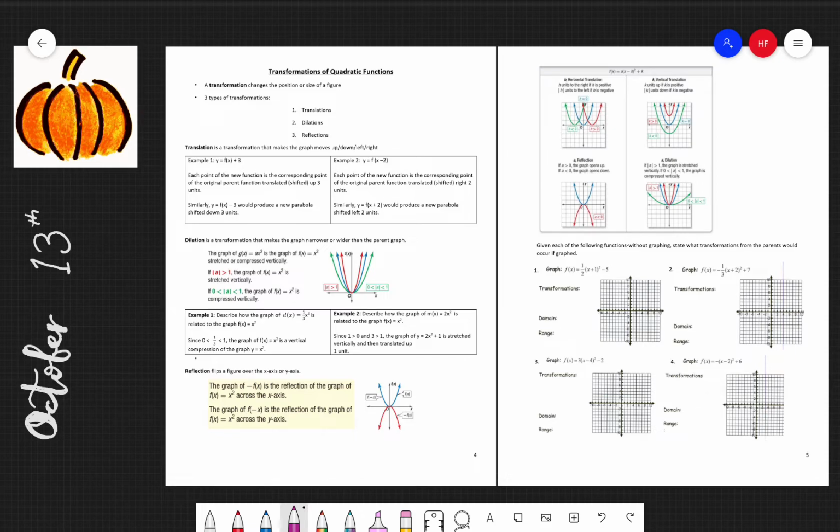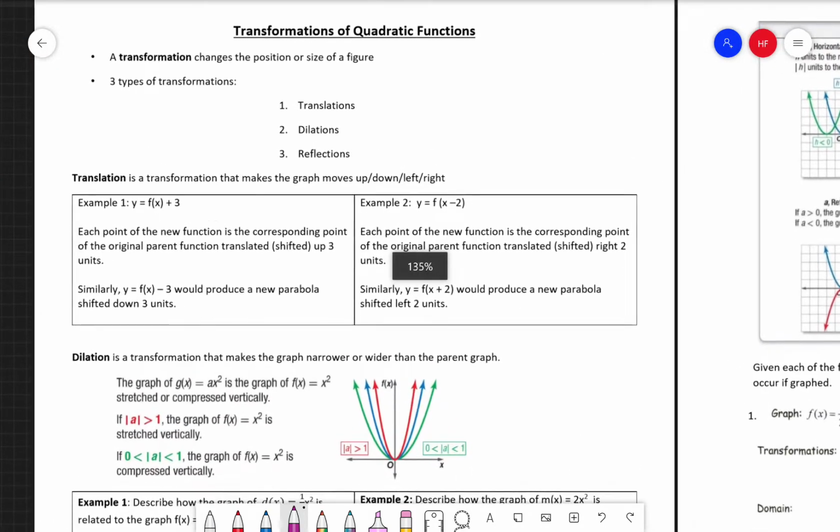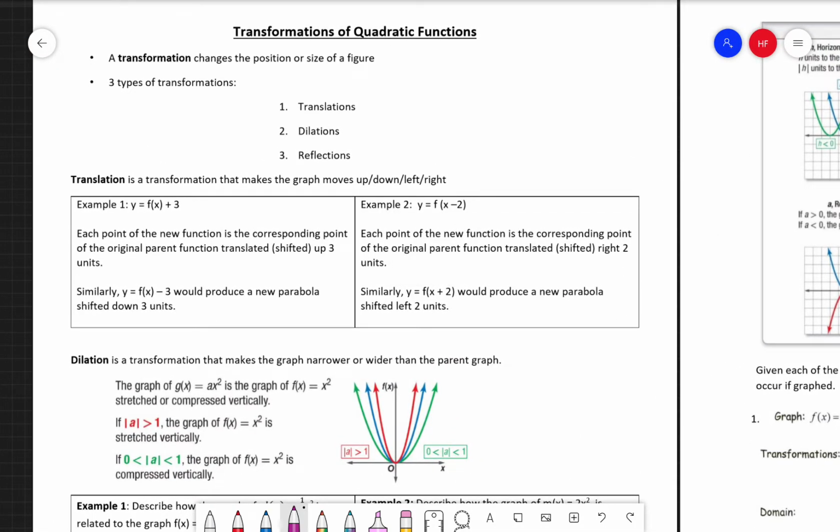So we just did our introduction to quadratic functions yesterday, and we talked about how once we're in vertex form, it's easy to see those transformations. So today we're going to be talking about those transformations that we briefly touched on yesterday. A transformation changes the position or size of a figure. We've got three different types of transformations: translations, dilations, and reflections.